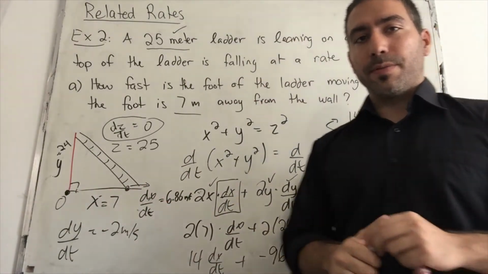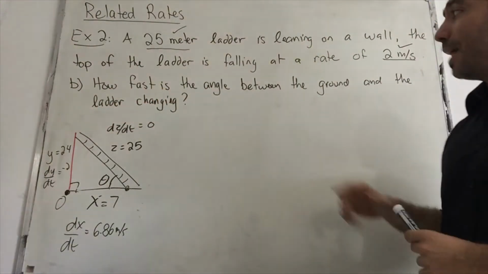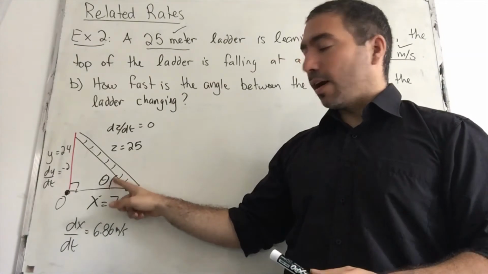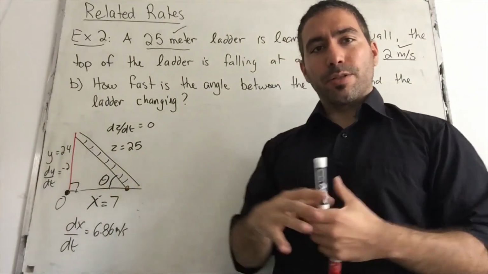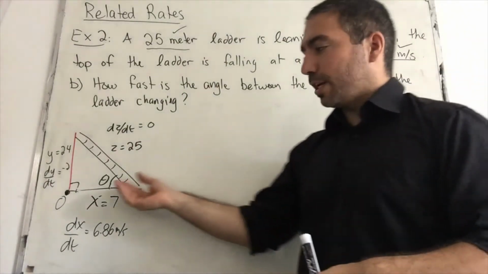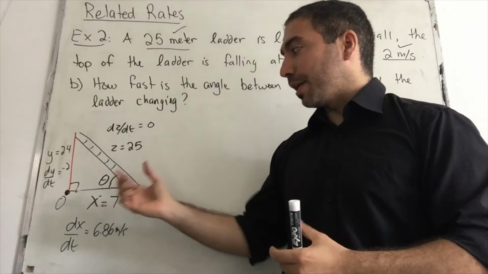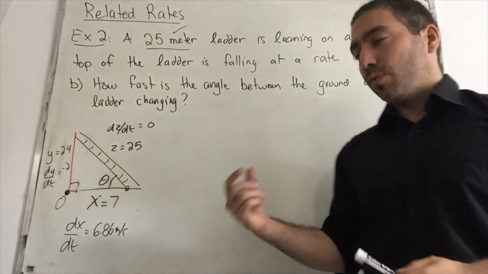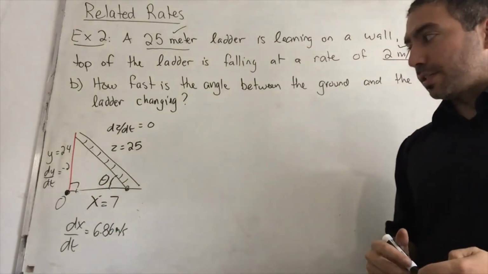Okay. So now we have the exact same example, but part B: how fast is the angle between the ground and the ladder changing? So the angle over here, how fast is that changing throughout the process? First of all, is it getting bigger or smaller? This is what you should ask yourself. Do you anticipate your answer to be positive, getting bigger, or negative, getting smaller? Well, as the ladder falls, we would expect the angle to get smaller. So I do expect when we finish solving that my answer is negative.